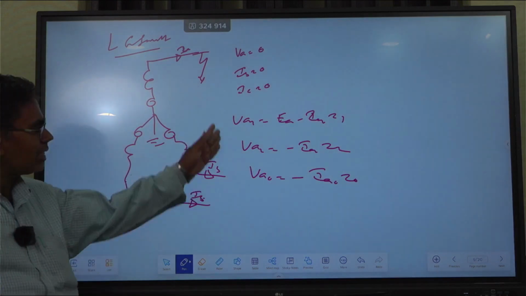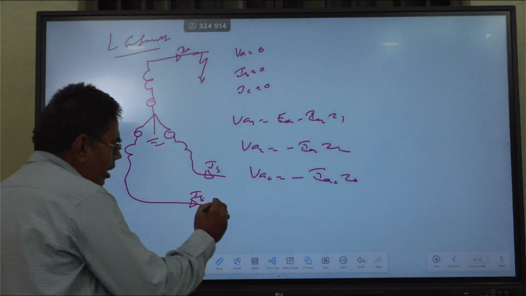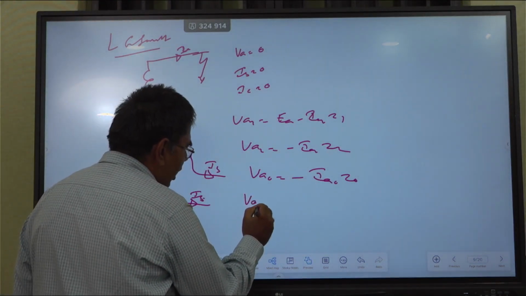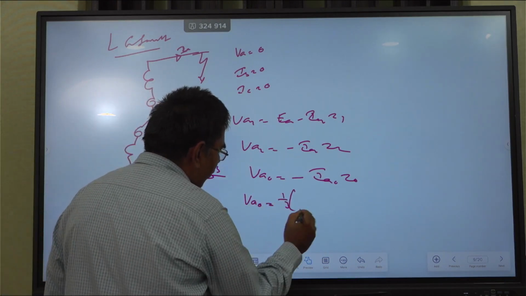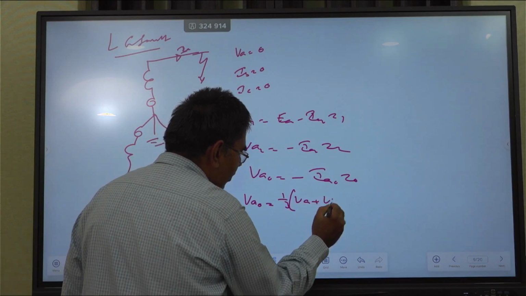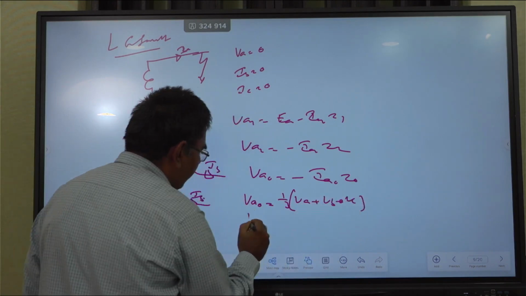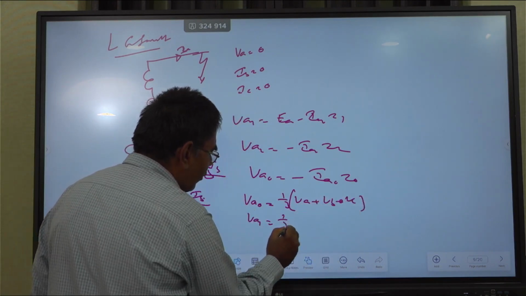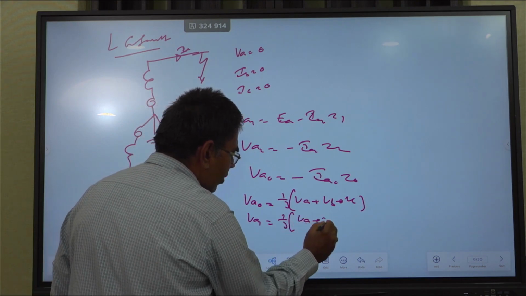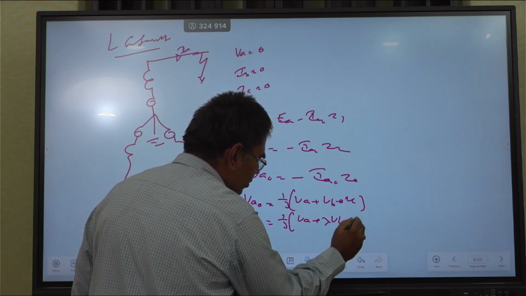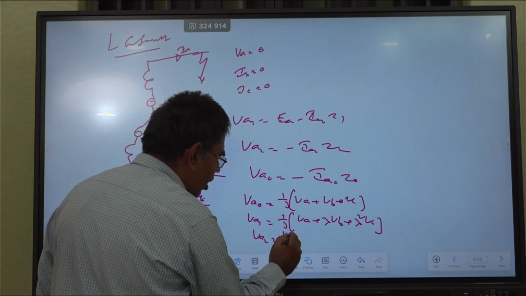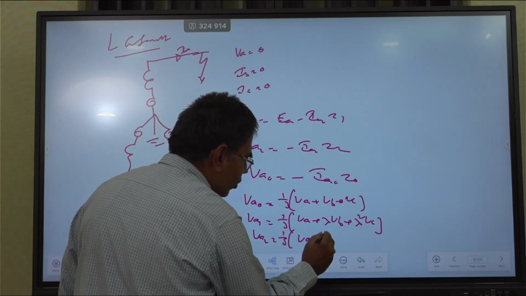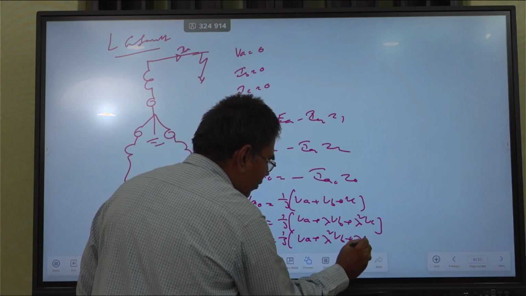By using these three sequence network equations, we relate phase components and symmetrical components. VA0 is equal to 1/3 of VA plus VB plus VC, VA1 is equal to 1/3 of VA plus lambda VB plus lambda square VC, and VA2 is equal to 1/3 of VA plus lambda square VB plus lambda VC.